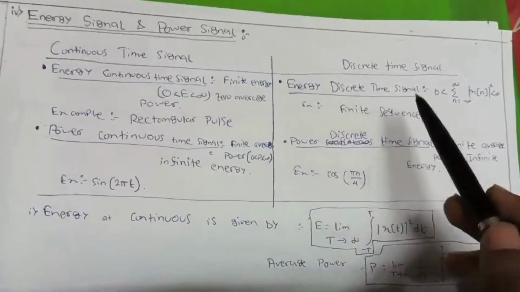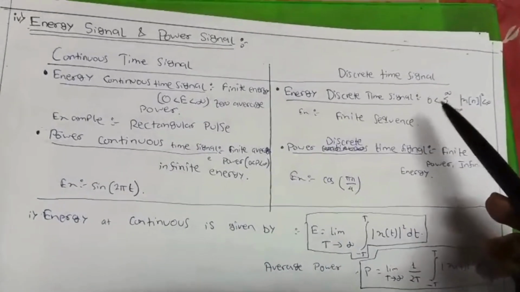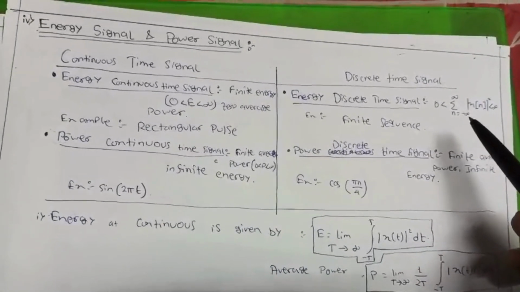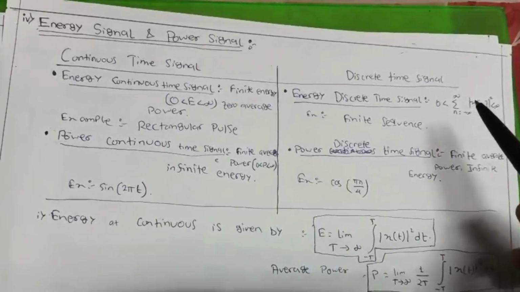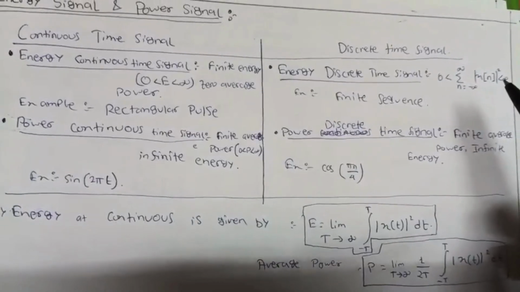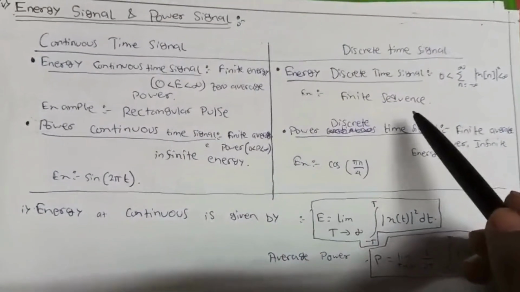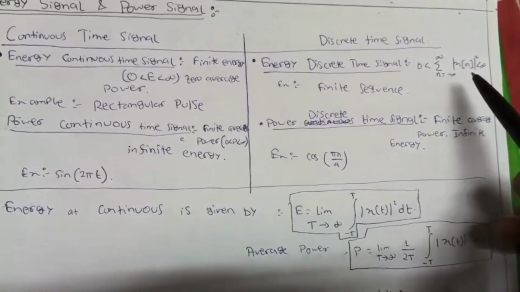An energy discrete time signal is defined by the formula 0 less than summation of n tends to minus infinity to positive infinity modulus of x of n, which is less than infinity. An example is a finite sequence. We will understand afterwards what this is.